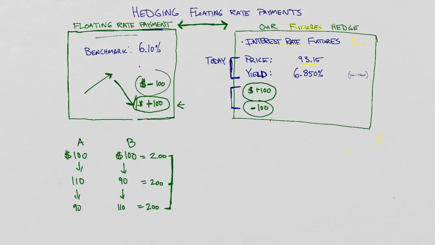But either way, no matter what interest rates are doing, the net effect of these two contracts combined is zero. We still have our floating rate payment. It's just that effectively we've reduced or eliminated any exposure to us as a company to interest rate movements.